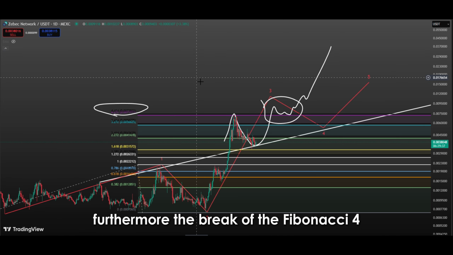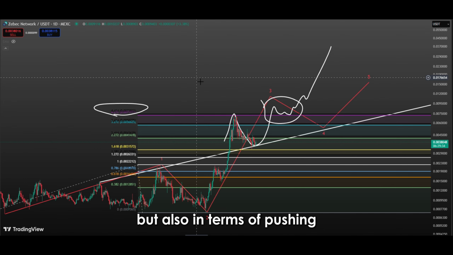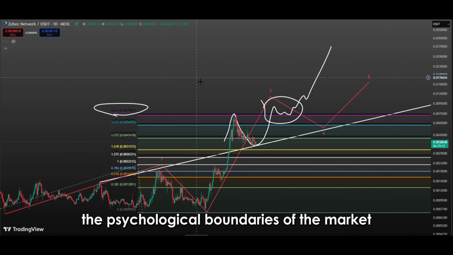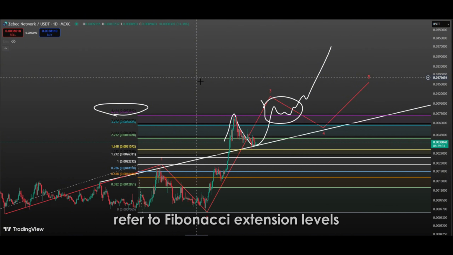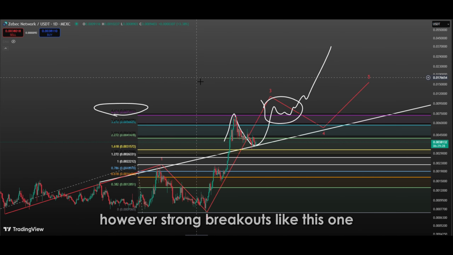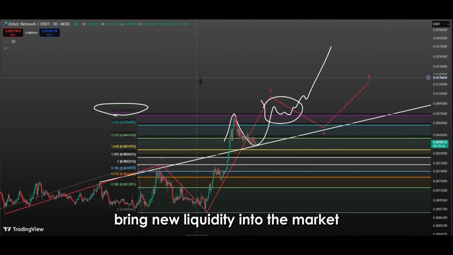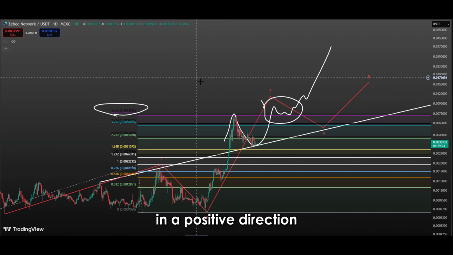Furthermore, the break of the Fibonacci 4,272 level would be significant not only technically, but also in terms of pushing the psychological boundaries of the market. Many investors, consciously or unconsciously, refer to Fibonacci extension levels in their decision-making, and behaviors often change at these points. However, strong breakouts like this one increase investor confidence, bring new liquidity into the market, and support the momentum of price action in a positive direction.